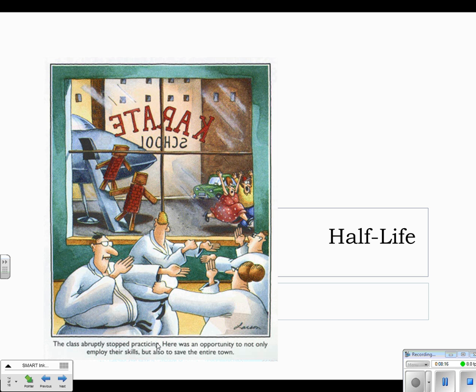So another cartoon for you. Enjoy. You're laughing again. So last little bit of this, we'll talk about half-life.